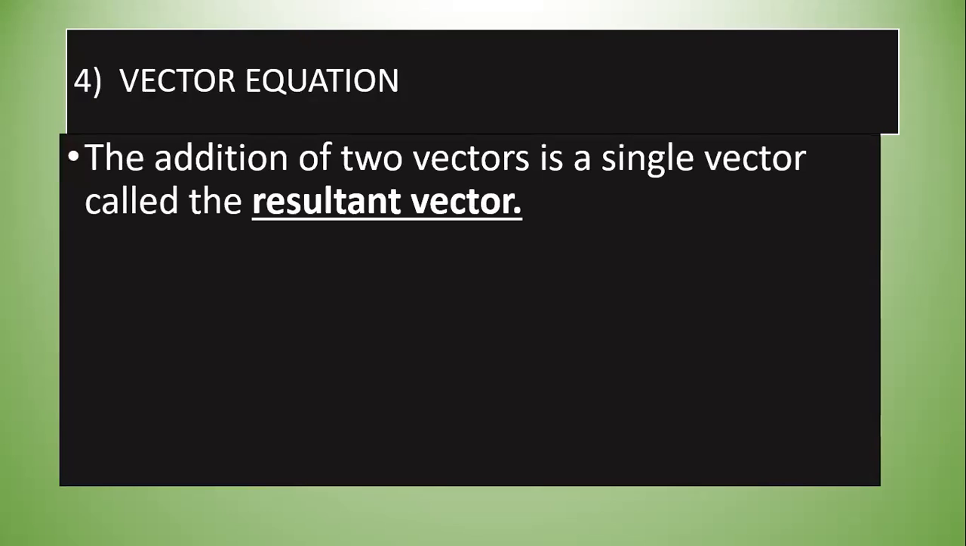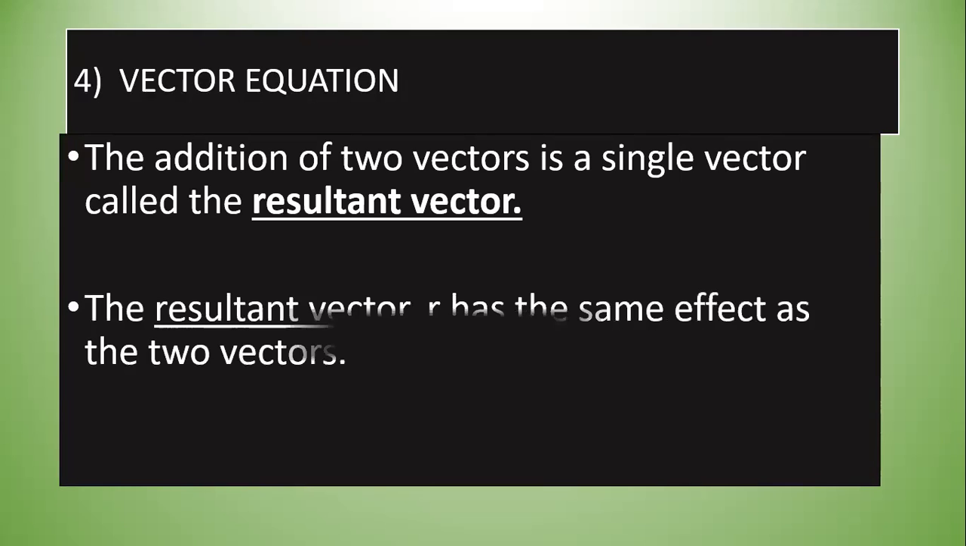Vector equation. Addition of two vectors gives a single vector. Two to get one. And that one is called the resultant vector. The resultant vector R has the same effect as the two vectors. It represents the two vectors.